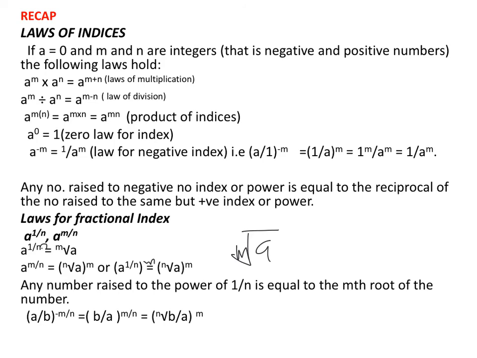Any number raised to the power of 1 over n is equal to the nth root of the number. For example, a over b raised to power minus m over n is equal to b over a raised to power m over n, and is equal to nth root of b over a raised to power m. And with this, we come to the end of this section. Thank you.